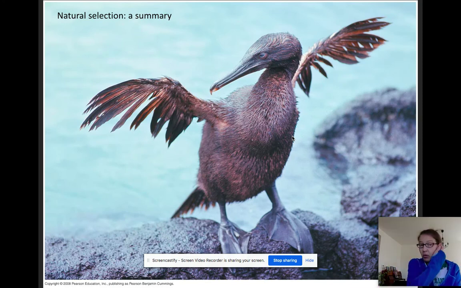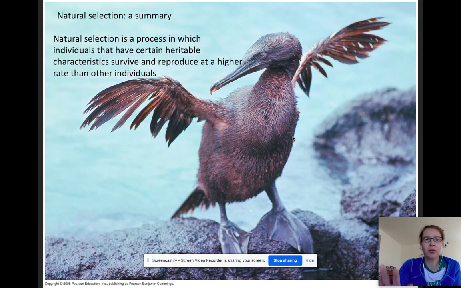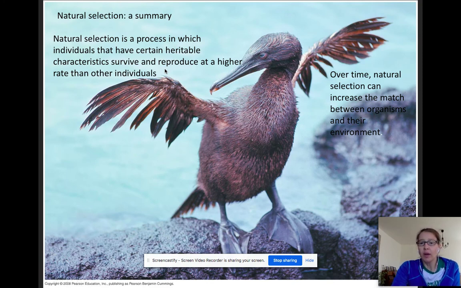And I just want to do a quick summary of natural selection before we sign off. First of all, it's a process where individuals that have certain heritable characteristics survive and reproduce at a higher rate than other individuals. And those heritable characteristics that give them an advantage are called adaptations. We know that natural selection can increase the match between organisms and their environment. And that's why we see these flightless cormorants developing over time, because they're really good at getting what they need for their food and survival.